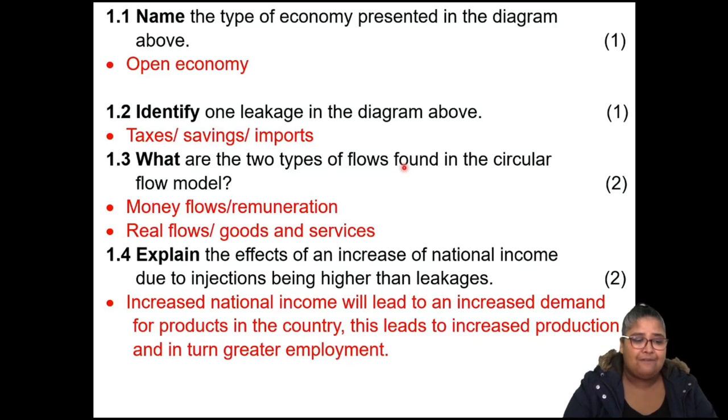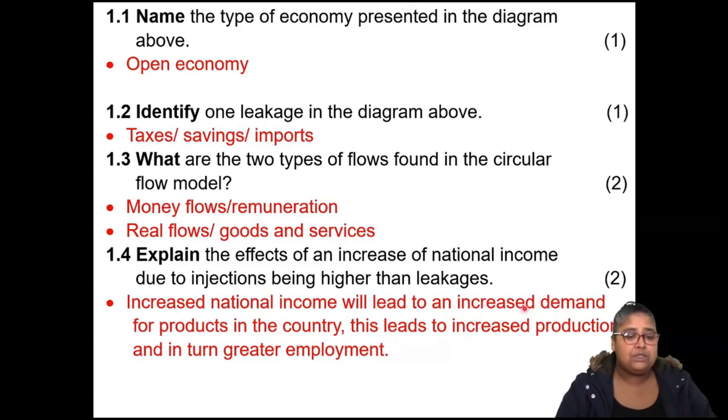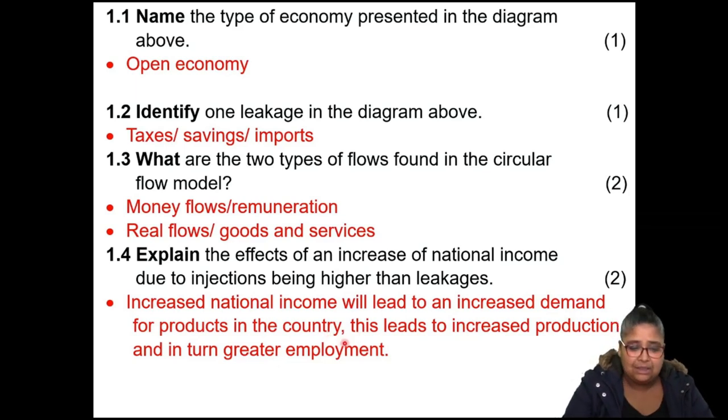So what will be the effects of this? Now, the fact that national income has increased means that the households, or people in the country, have more money, which means demand will increase. So they will buy more goods and services, they will spend more in the economy because national income in general has increased. So demand will increase for the products in the country. And as a result of demand increasing, more has to be produced, which means production will increase, okay?